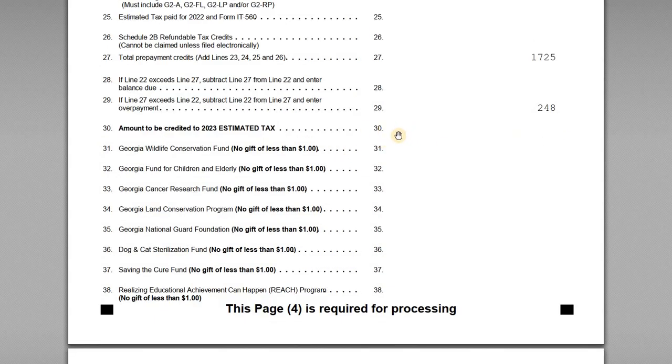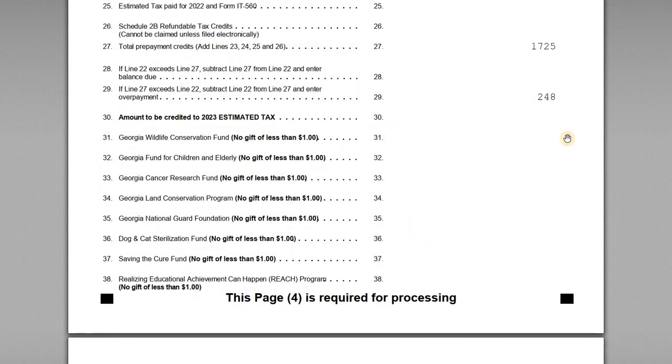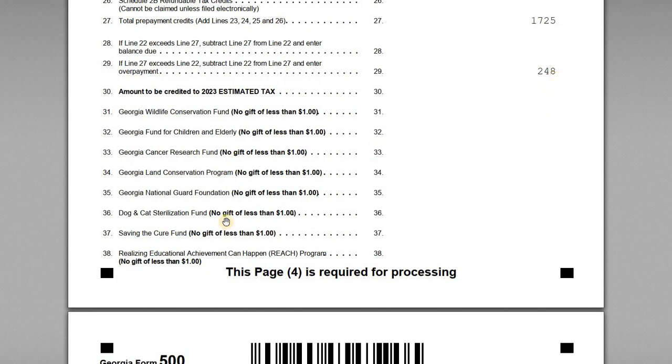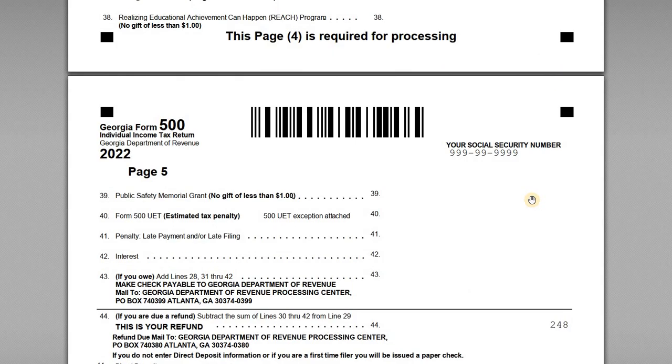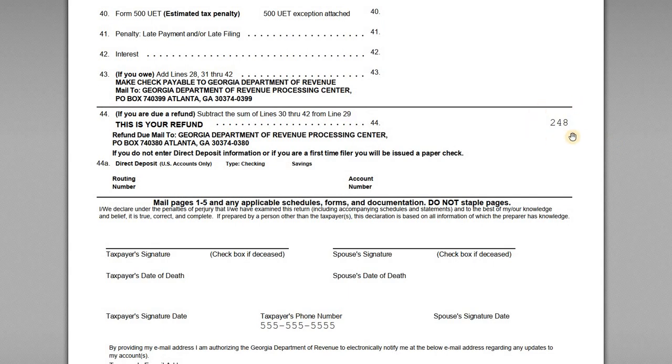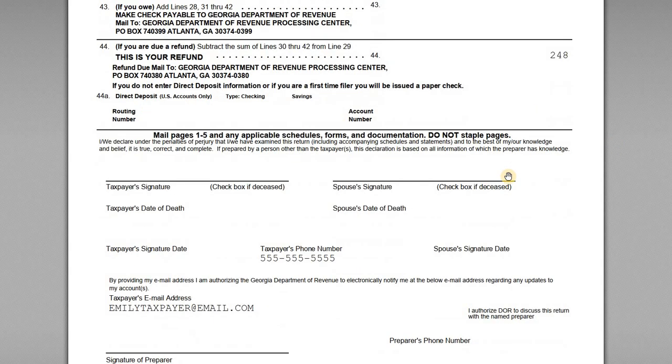Now she's decided to not have any credited to estimated taxes. She's not having this be donated to any of these funds or programs. So she's just going to get the $240 as a refund based on this filing.